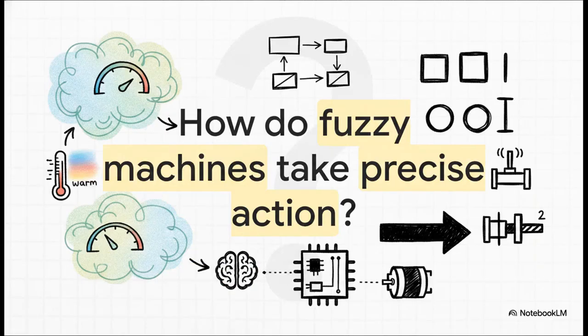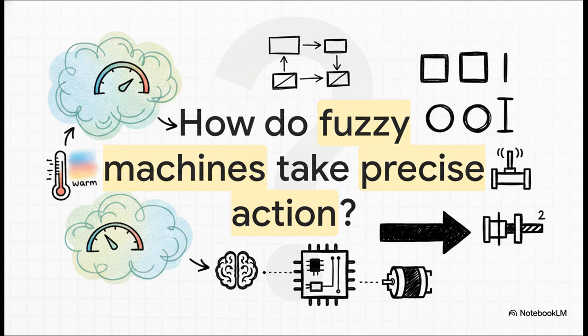So think about this for a second. How does a machine that thinks in fuzzy terms actually take a precise physical action? This is a massive engineering challenge. See, we design these fuzzy logic systems because we want machines to evaluate the world the way we do. We use imprecise gradient concepts like saying something is slightly warm or very fast or too close.